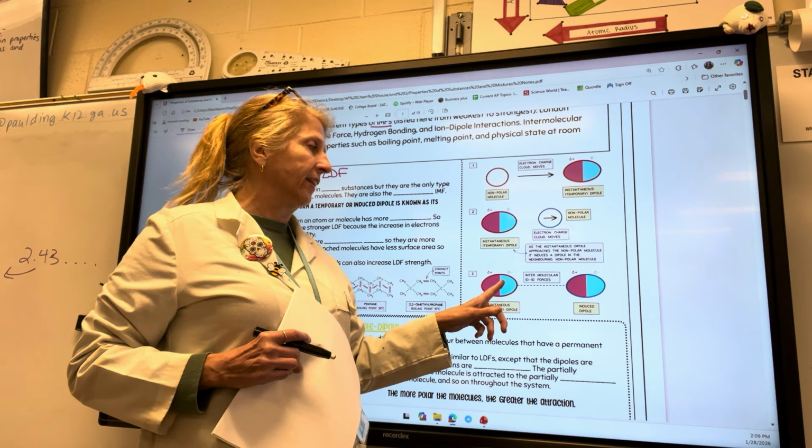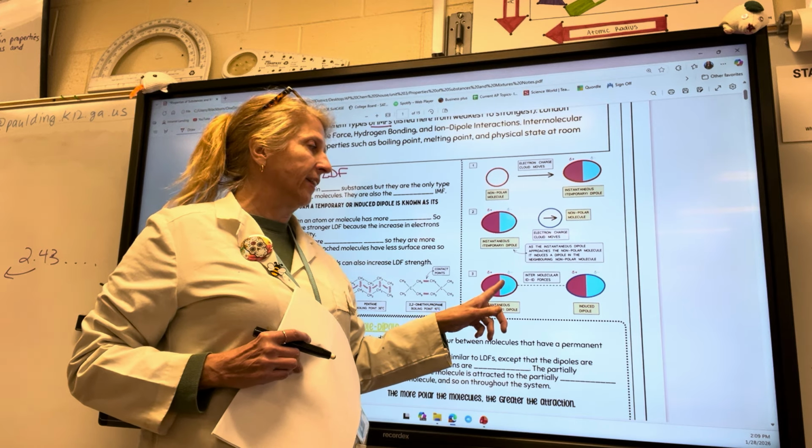Okay, now in words. London dispersion forces occur in all substances. So a lot of times on the AP test, you're told to list all the intermolecular forces present. London, first off, because it's in all of them. London dispersion. I don't know why they're called London. I don't think it's after the city, but I think it's a person, but I don't know. Okay, but they are the only type present in nonpolar molecules.